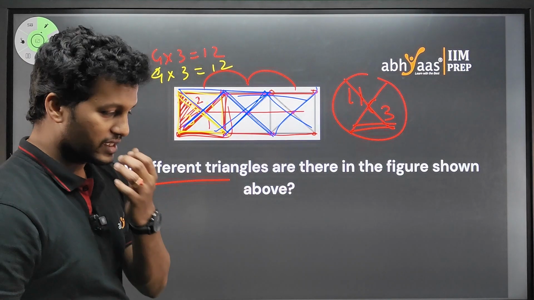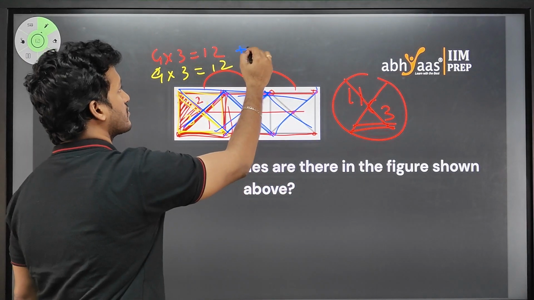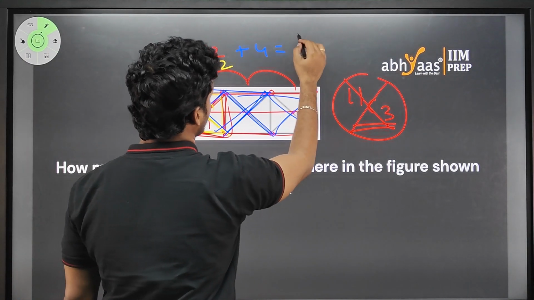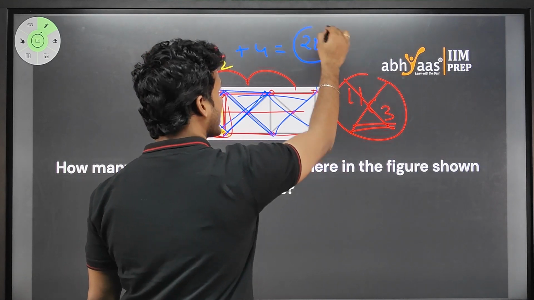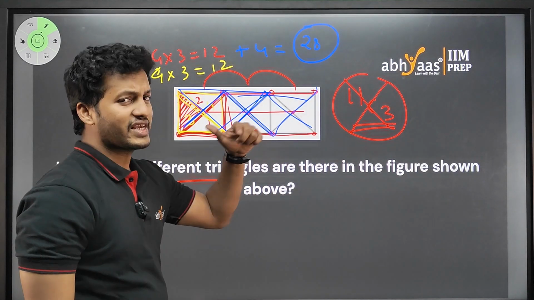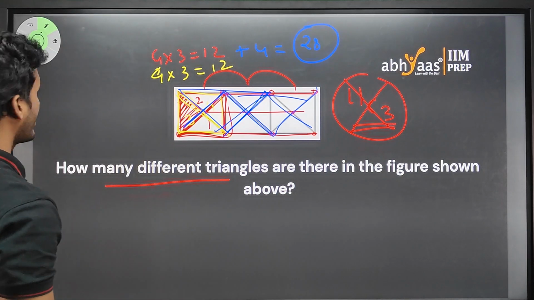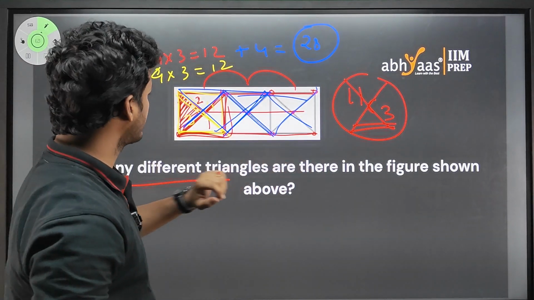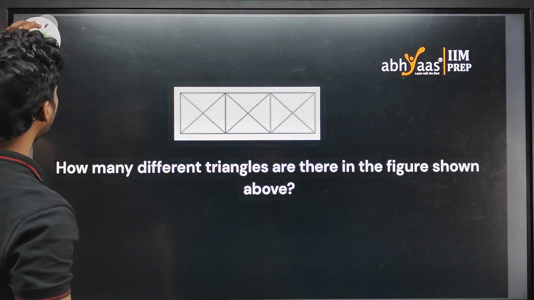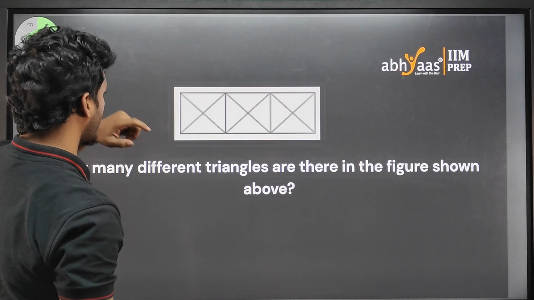Okay, 4 triangles are possible in that way. So in total, 24 plus 4, 28 triangles. I think this is visible. 28 triangles are possible in this diagram. So here I cannot apply this shortcut, because it is not non-collinear.